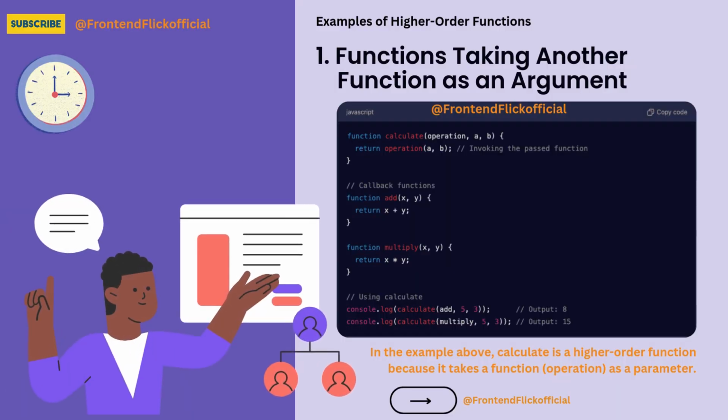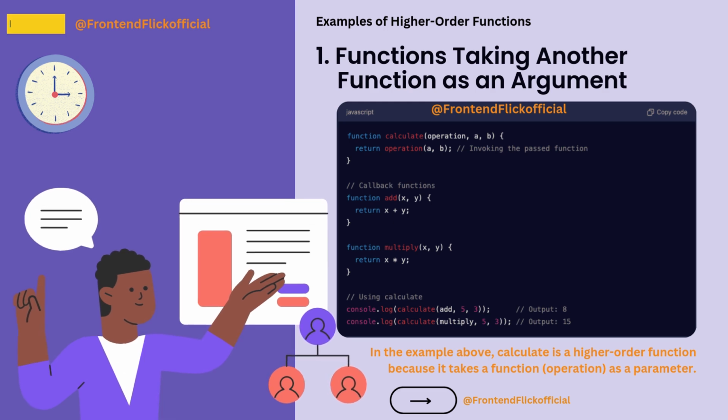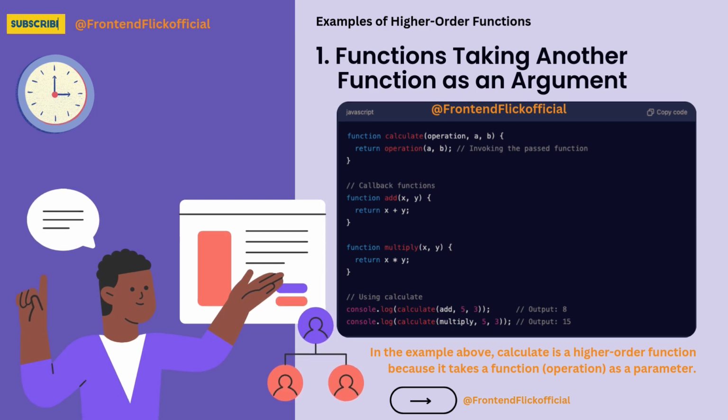Example 1. Functions take another function as an argument. Let's start with an example where a higher order function takes another function as an argument. For example, here, calculate is a higher order function because it takes another function operation as a parameter. This makes it super flexible. You can pass any operation, whether it's addition, multiplication, or even custom logic.